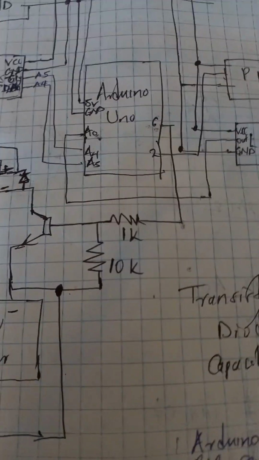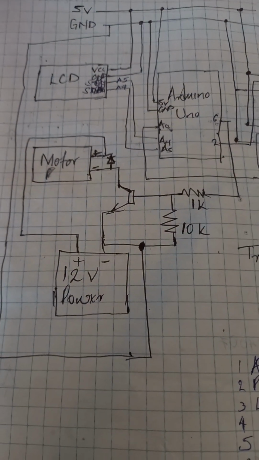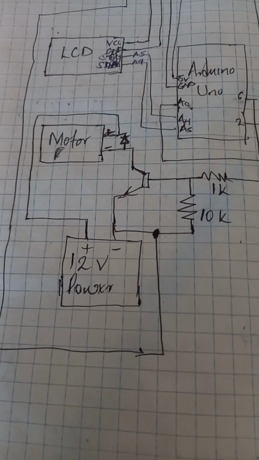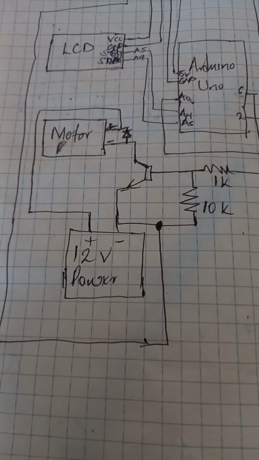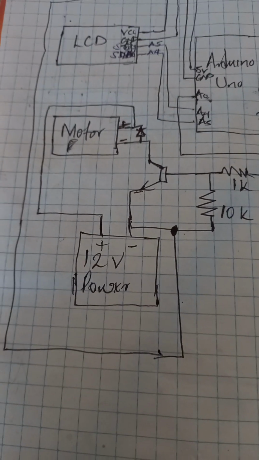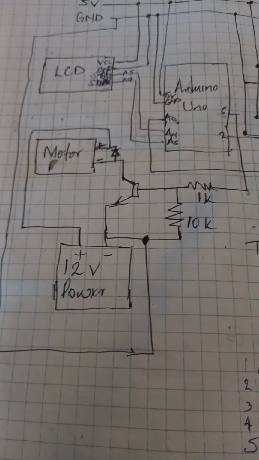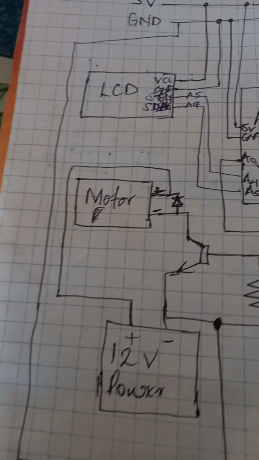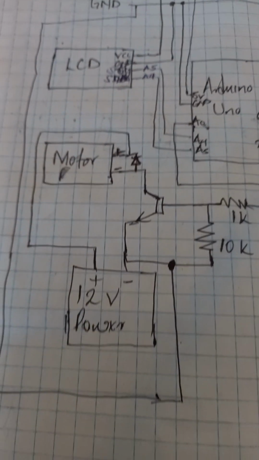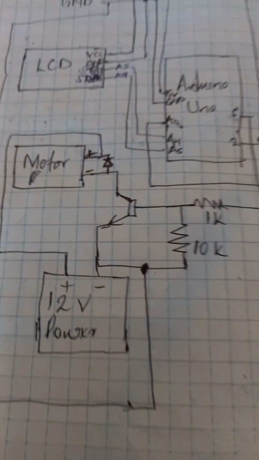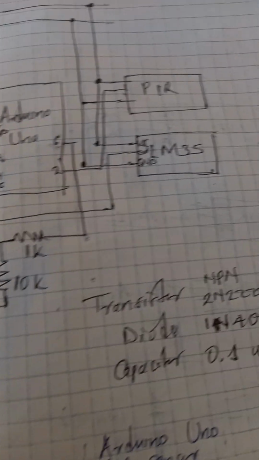Then we also have a diode that is going to be connected across the motor positive and negative terminals. You find that when the motor is switched off, sometimes it has voltage spikes. So to protect our circuit, we are using a diode. In this case, we are using a 1N4007 diode. Then we have our temperature sensor.